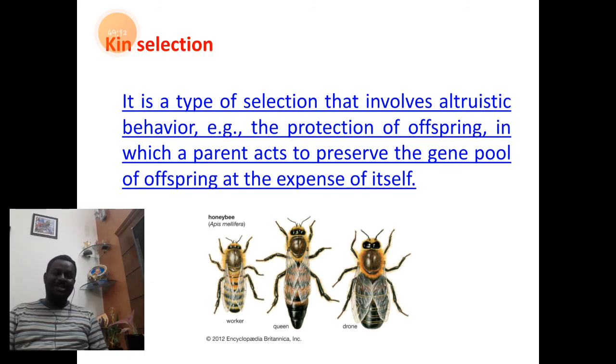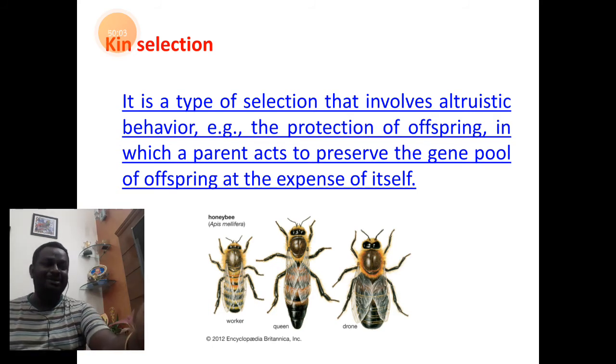After understanding those three types, there is also an interesting selection type, which we call kin selection. In natural selection, sometimes we find this type of kin selection that involves altruistic behavior. What is this? It is an example where offspring are protected by the parents or sometimes their close relatives in order to preserve the gene pool. So remember, this selection occurs at the expense of the individual itself. The best example for kin selection is honeybees.